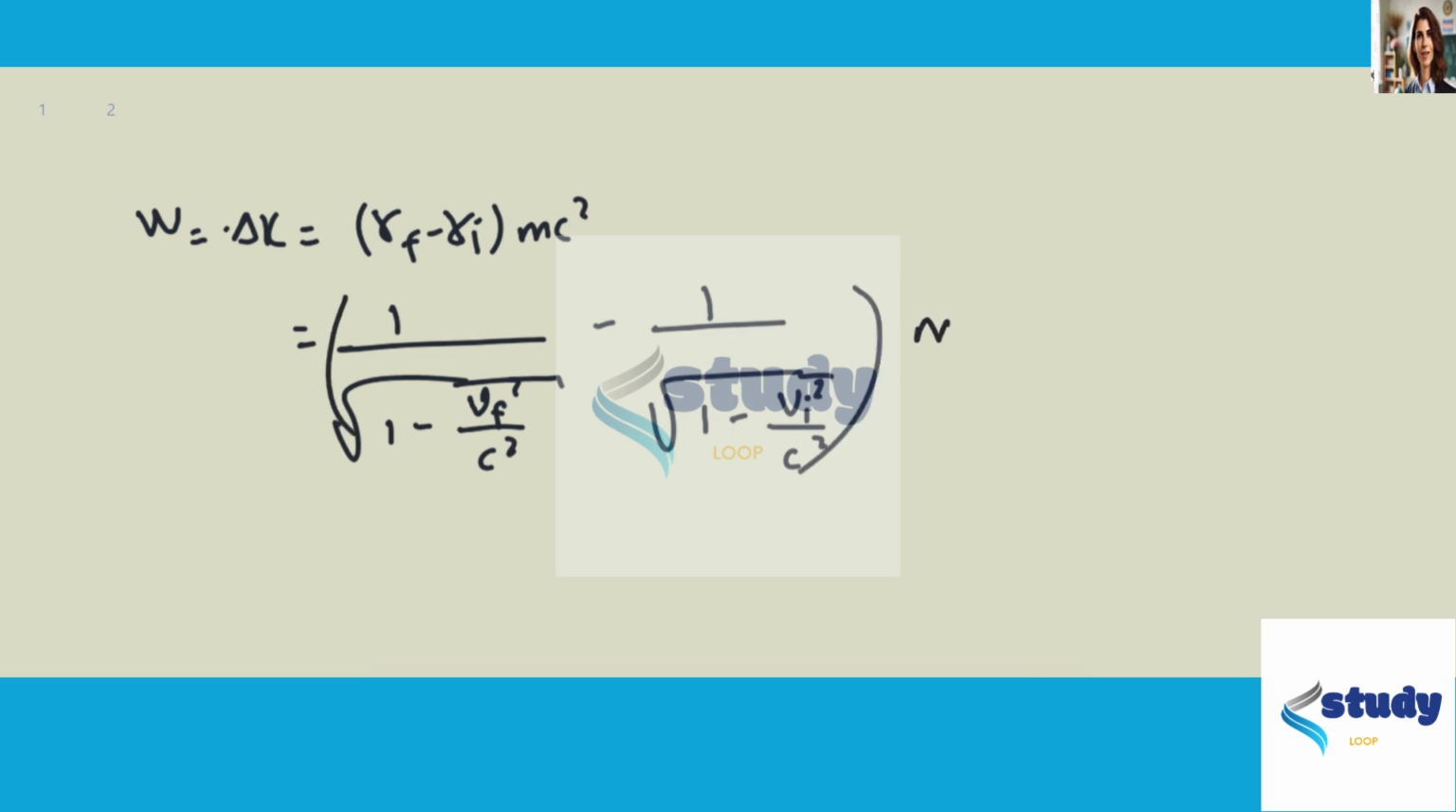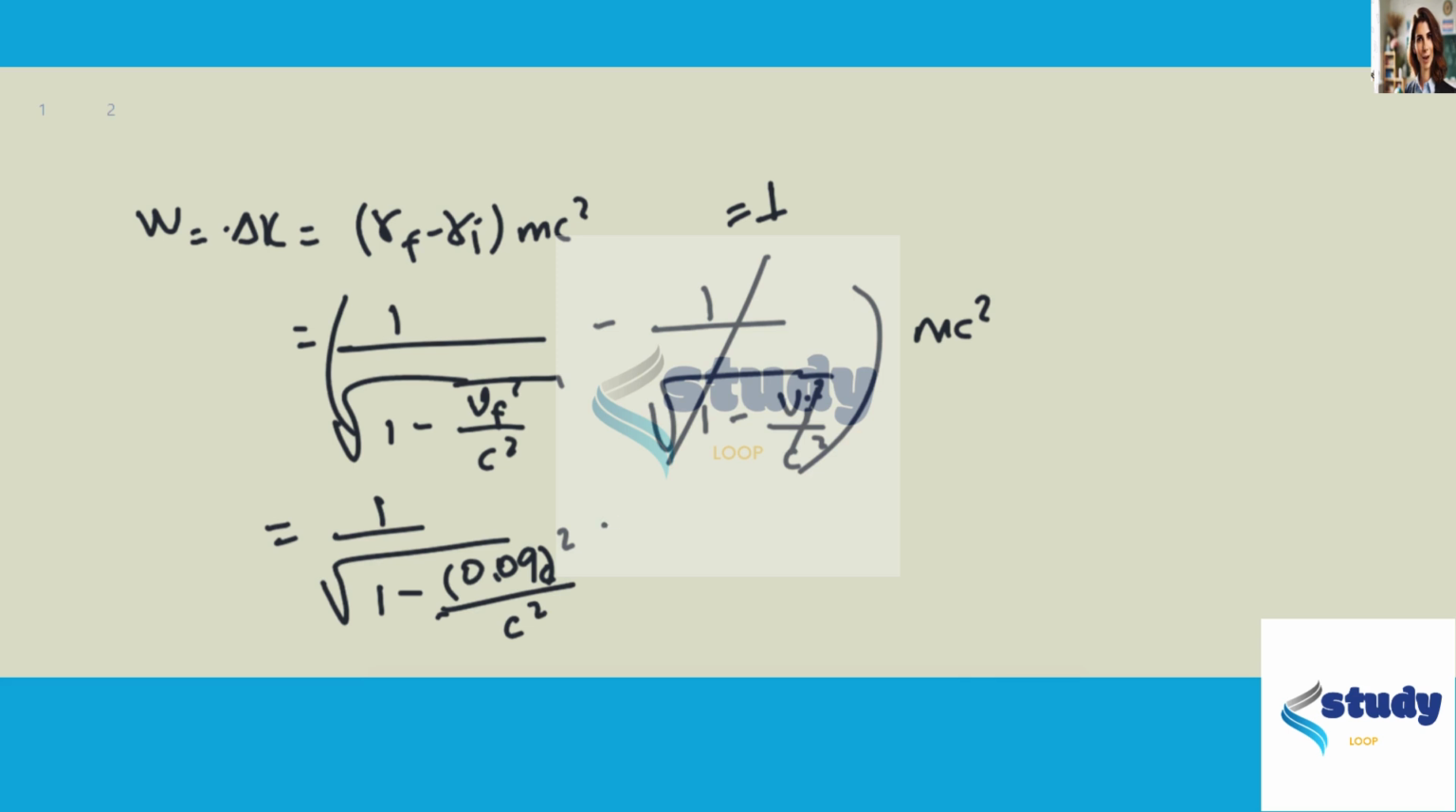So times mc squared. Now, as you can see here, since the initial velocity is 0, this term is 0. So you're left with the square root of 1 here. Square root of 1 gives you 1. 1 over 1 gives you 1. So this entire term actually equals 1, right? So when that's the case, let's plug in the v final. In the first term, v final was 0.09 c squared over c squared, minus 1, then is going to give us mc squared.